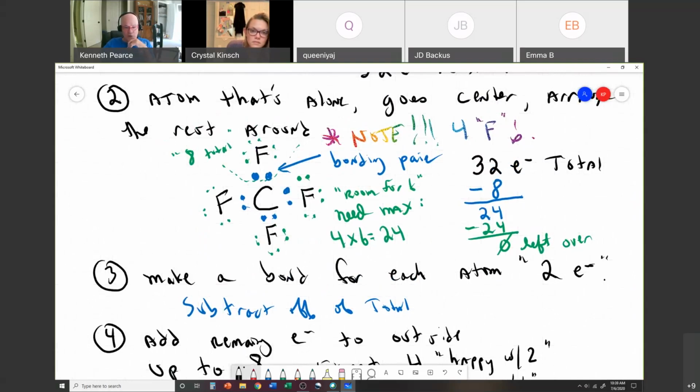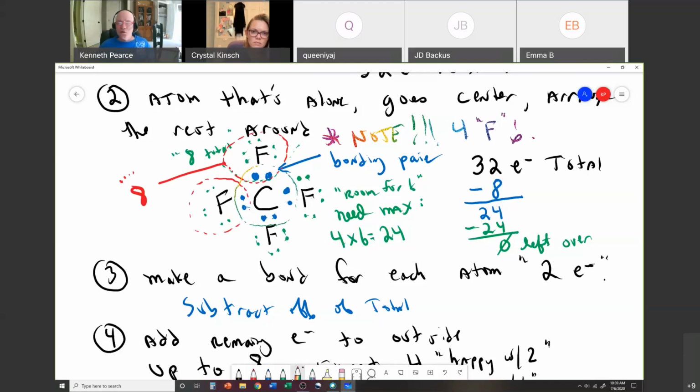Let me change colors here. I'm going to do red just because it's the one that's left. And we look here. How about these fluorines? They have 8. And all 4 fluorines are the same. You see that? They all have 8 electrons around the fluorine. How about the carbon? Well, the carbon, that's easier to see because it has the blue.